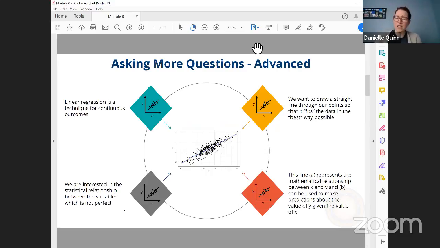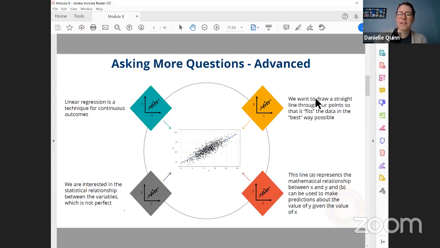So linear regression is a technique specifically for predicting continuous outcomes. Traditionally, the way that we frame this is we have y on the y-axis, and that's going to be our response variable, and we have x on the x-axis, and that's going to be our predictor. So we'll talk more about that in a moment.